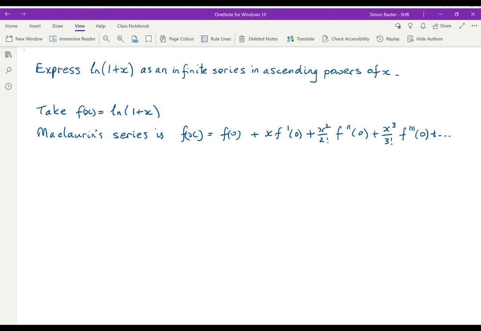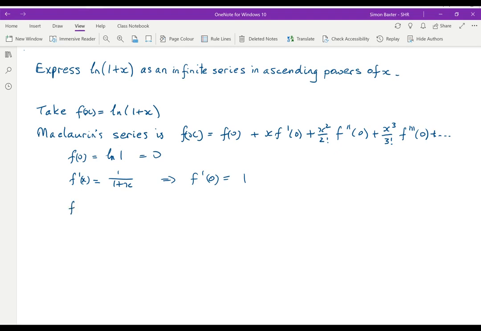So let's go first of all for f(0). f(0) is log 1, which is 0. The next thing we need is f'(x). If I differentiate log(1 plus x), I get 1 over 1 plus x. And that tells me that f'(0) is 1 over 1 plus 0. It's just 1.